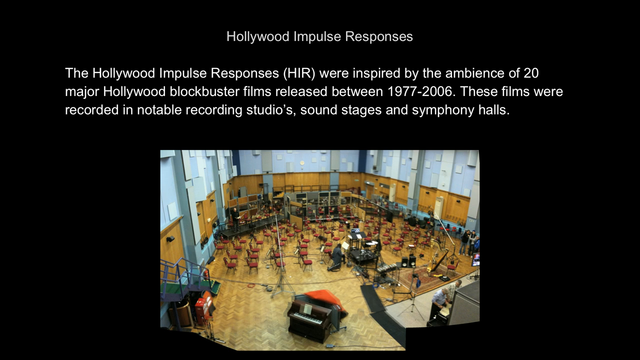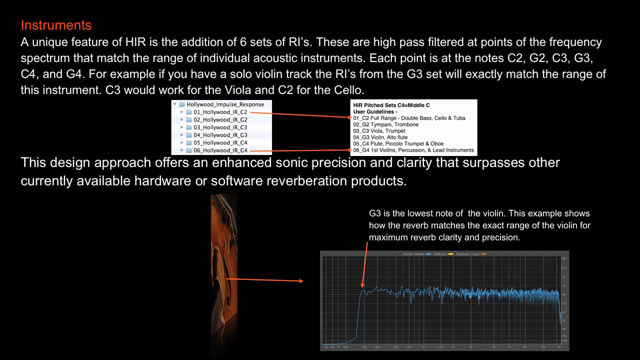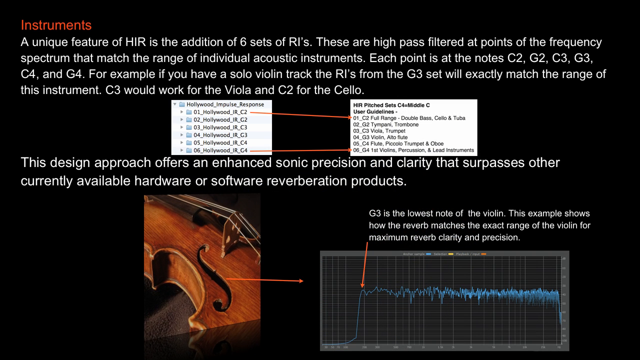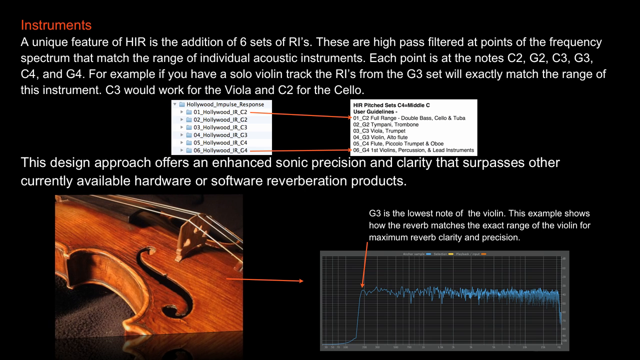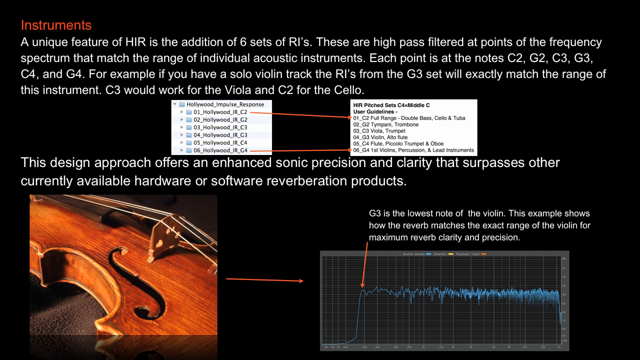and 2006. These films were recorded in notable recording studios, sound stages, and symphony halls. A unique feature of Hollywood Impulse Responses is the addition of 6 sets of reverb impulses. These are high-pass filtered at points of the frequency spectrum that match the range of acoustic instruments. Each point is set at the notes C2, G2, C3, G3, C4, and G4.